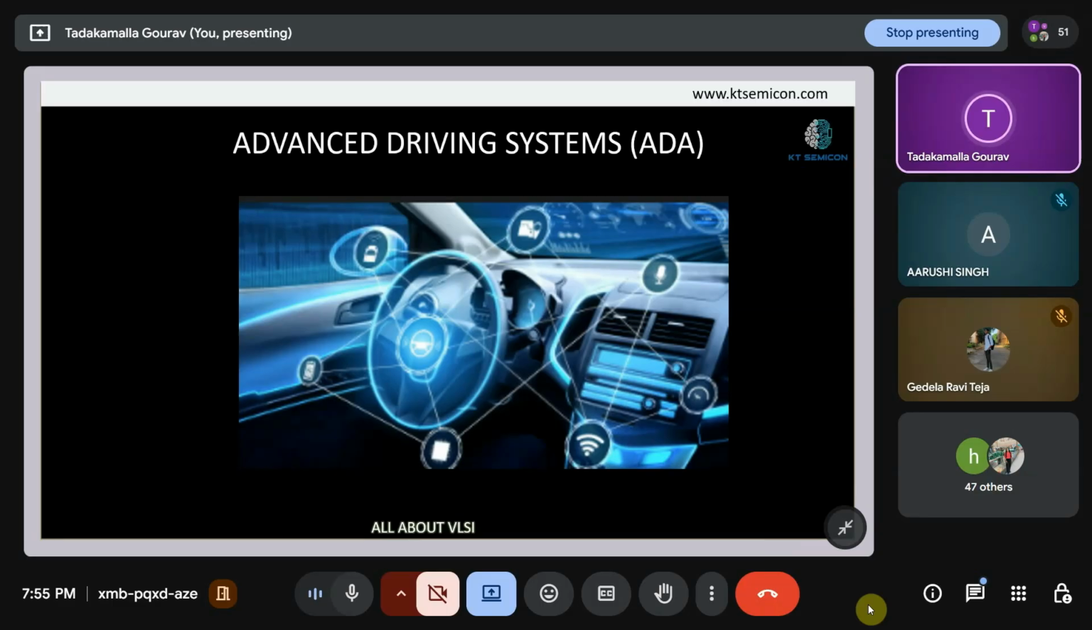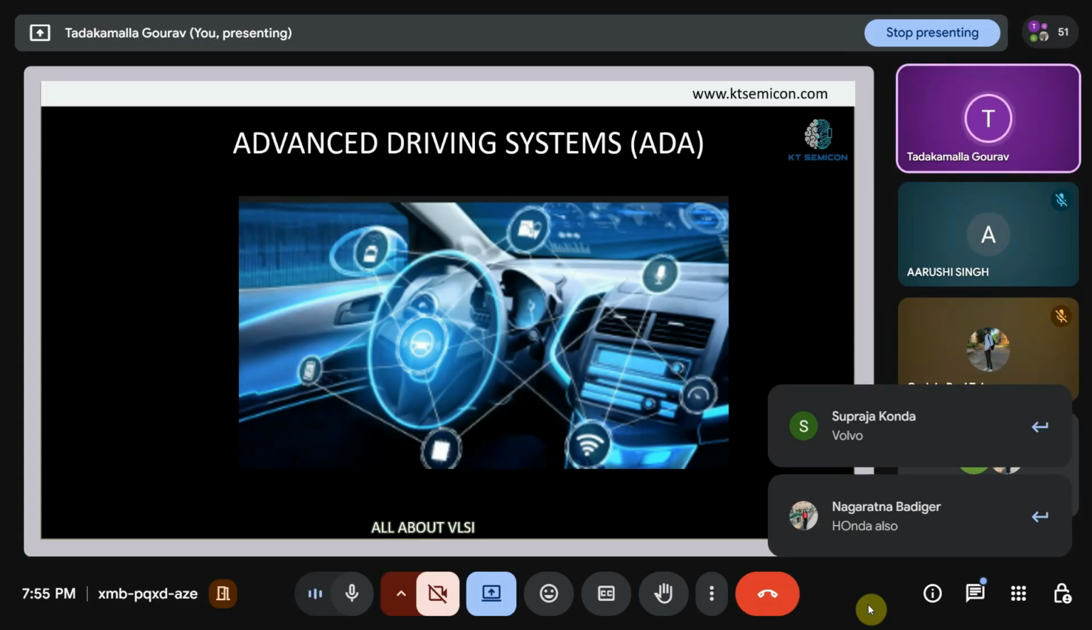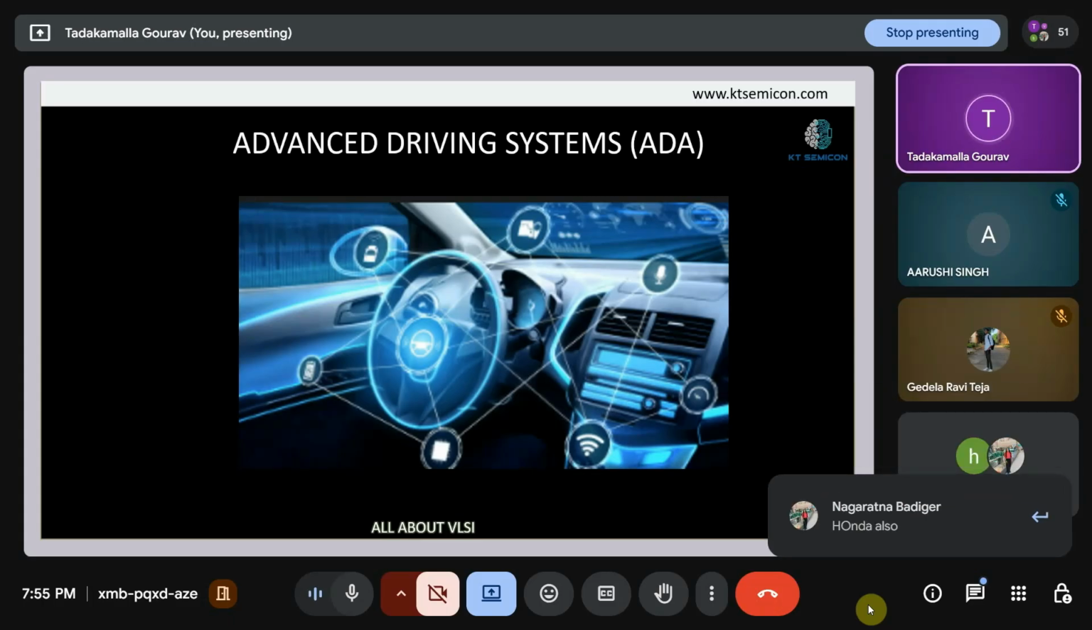I've seen it in Tata cars also, Tata or Mahindra, I don't know exactly. Volvo also, yeah, exactly. I've seen one feature where you can set some, yeah, exactly. Honda also.